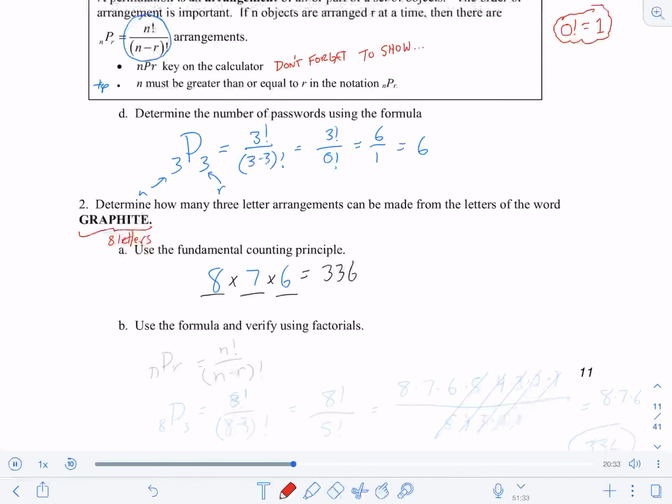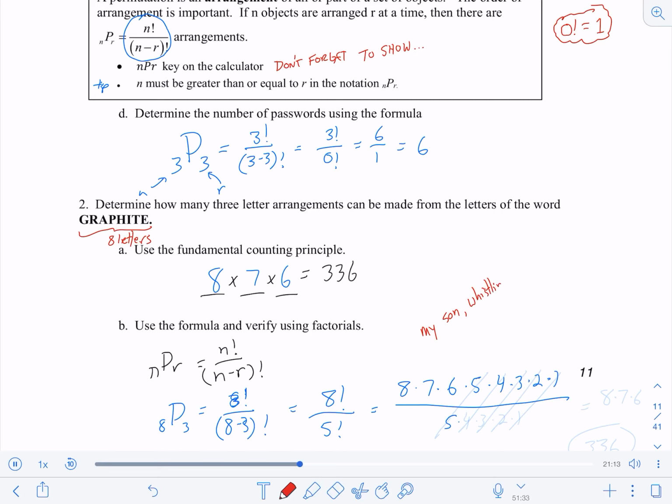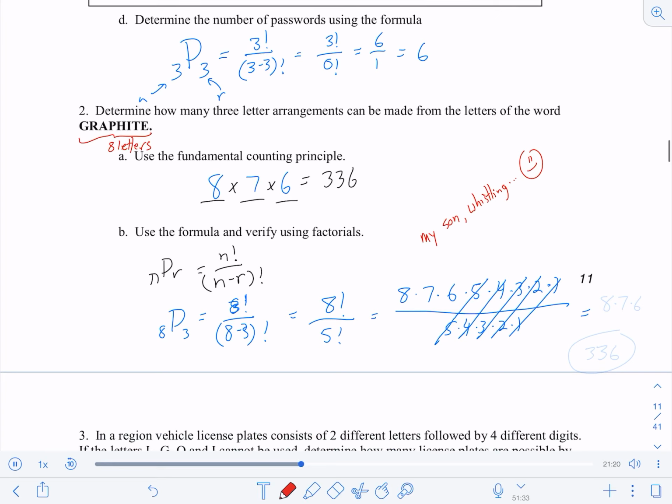And if we use the formula, then it looks like this. The formula is nPr, which is n factorial over n minus r factorial. In this case, n is 8 things, and we're selecting them 3 at a time. So 8 factorial divided by 8 minus 3 factorial gives 8 factorial over 5 factorial. And then you'll remember that just like we were doing before, if we expand that 8 factorial and we expand that 5 factorial, we're going to see some canceling. And by canceling, I mean dividing to give us a 1. So we have 8 times 7 times 6, which we've already said is 336. Very cool.